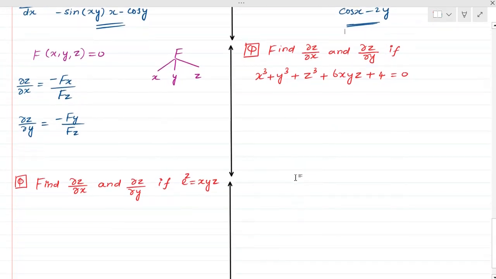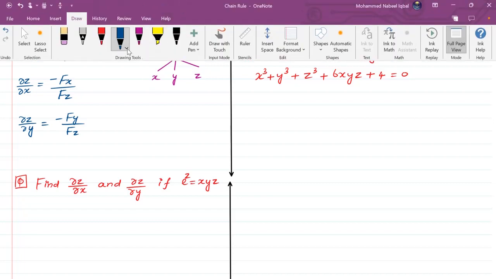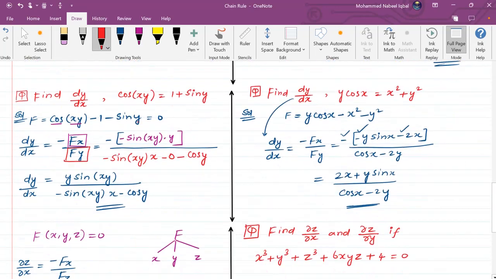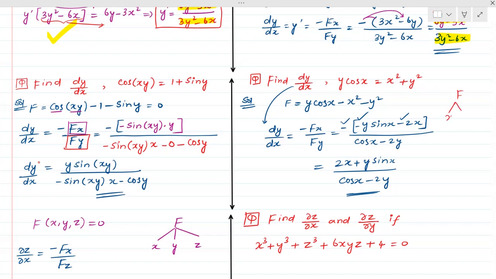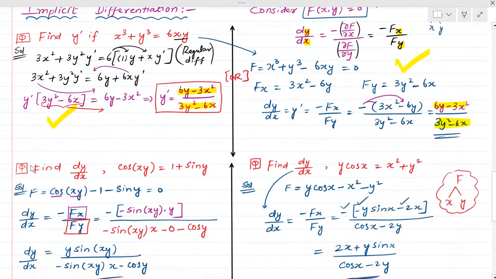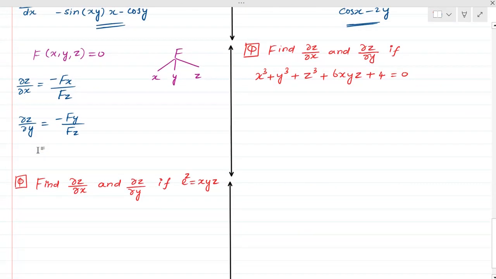Now the next one is the same thing, but here you have three variables. What is the difference between the last problem and this problem? If you see this f, what is f a function of? x and y. Only two variables. So this one is only for two variables, whereas here you will have three variables.